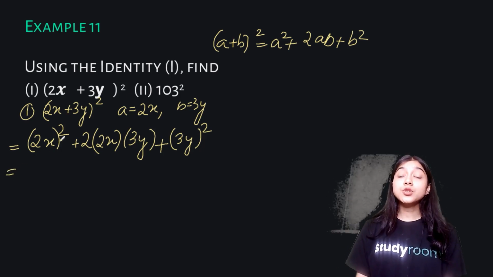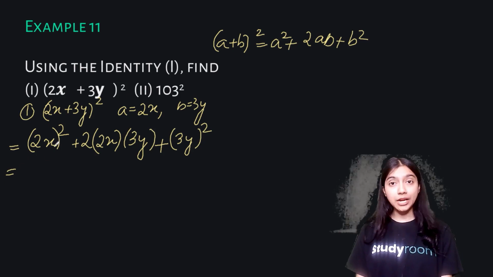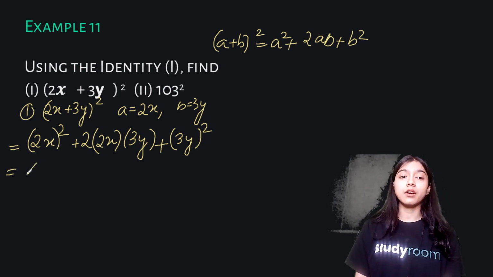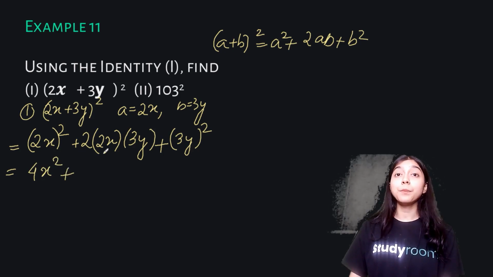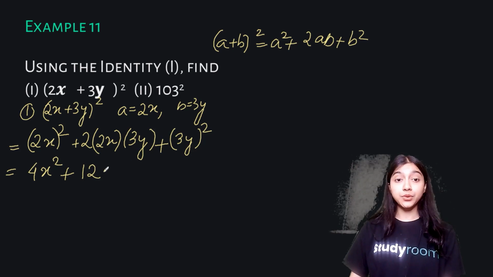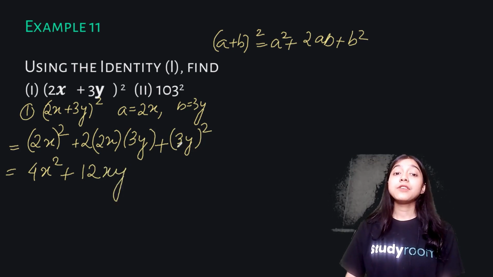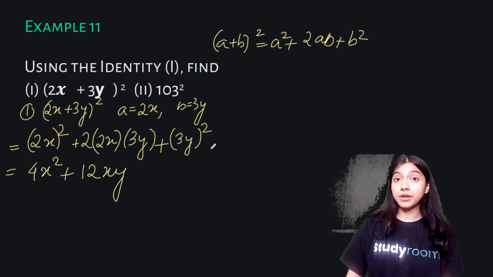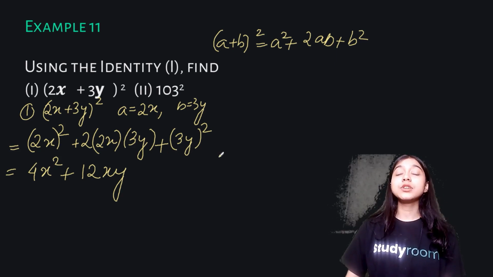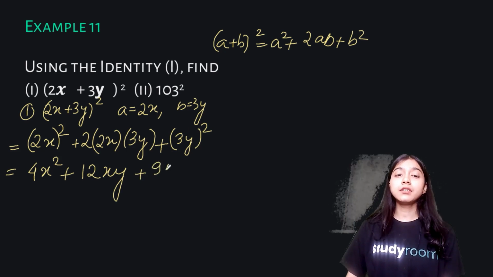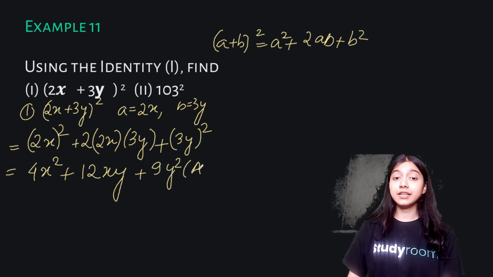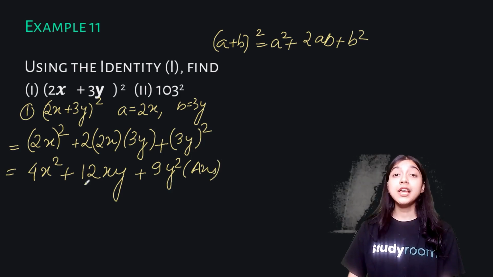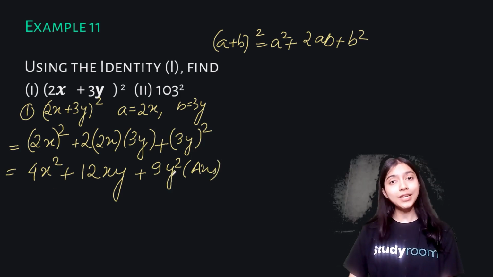So when I have 2x whole square, this means 2x multiplied with 2x, which gives us 4x square. So I get 4 times x square plus. Now over here I have 2 multiplied with 2 multiplied with 3. So 2 multiplied with 2 gives us 4 and 4 multiplied with 3 gives us 12. X multiplied with y gives me xy. And when I multiply 3y with 3y, because we have 3y whole square over here, 3y into 3y gives us 9y square. So ultimately, this is the answer that we have solved, and we have used the identity a plus b whole square over here.